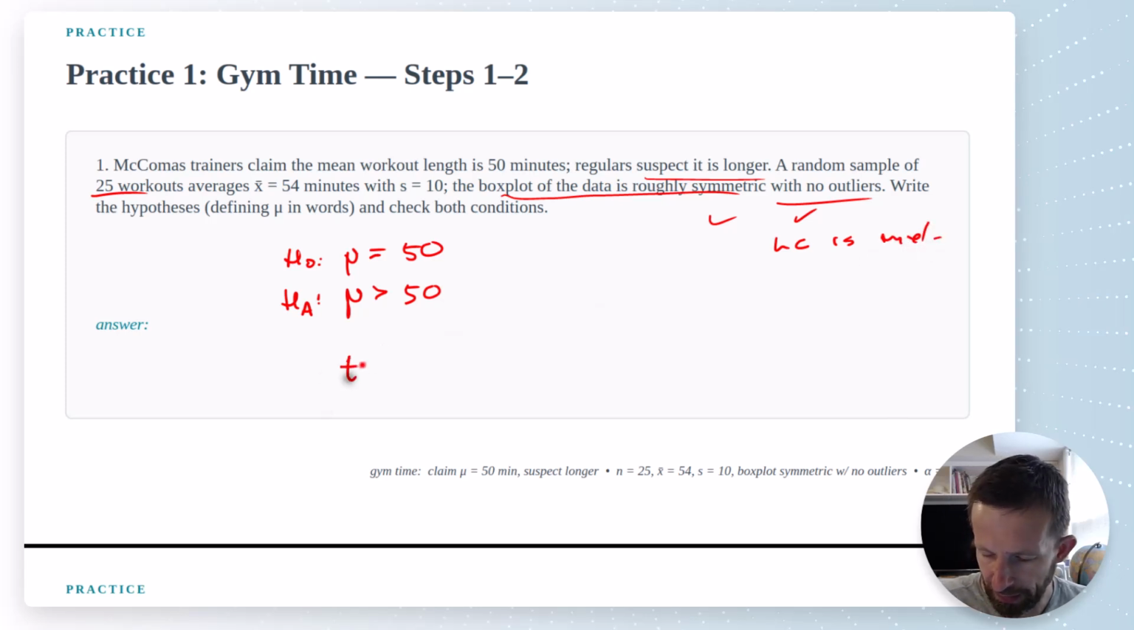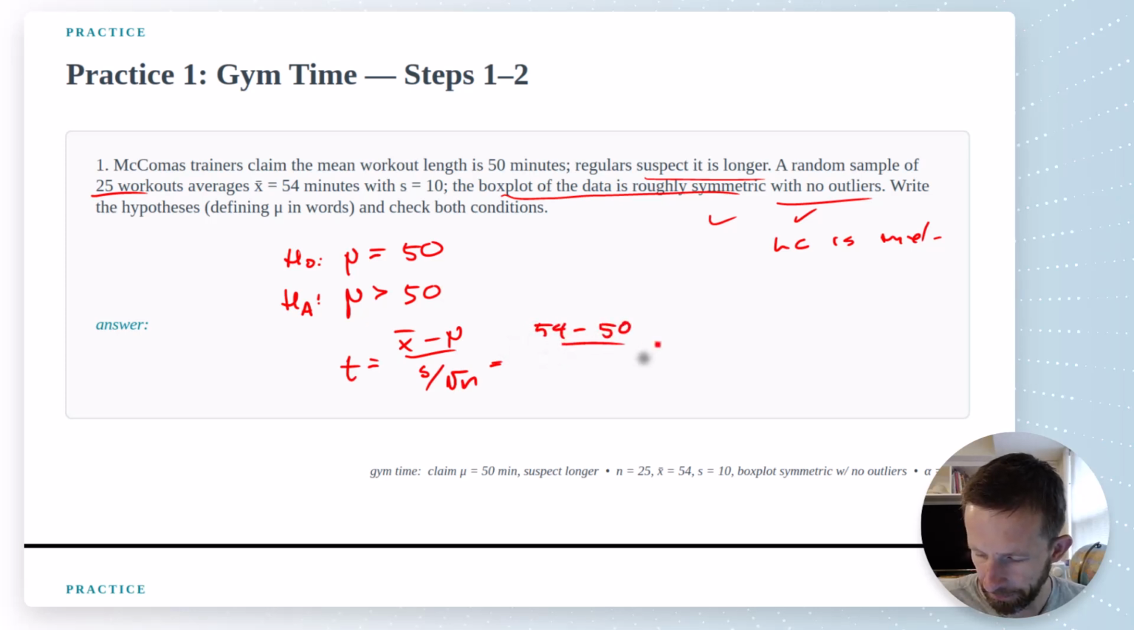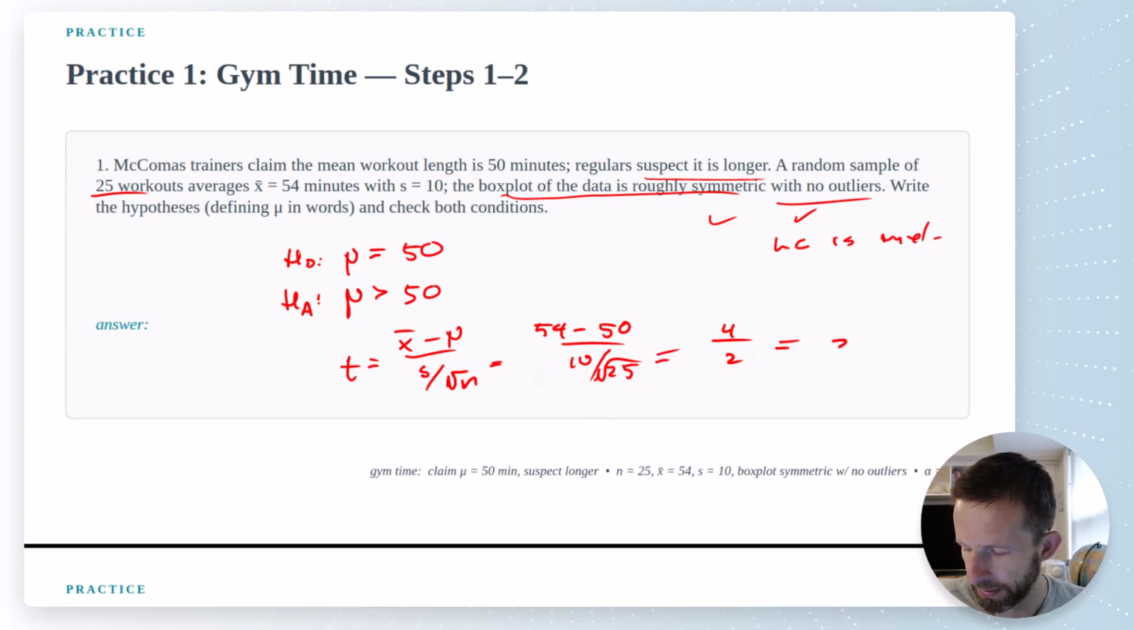If we wanted to find the t, that's x bar minus mu over s over the square root of n. So 54 minus 50, divided by 10 divided by the square root of 25. So that's 4 divided by 10 divided by 5, which is 2. So we have a t value of 2. Then we would find the area to the right of that.